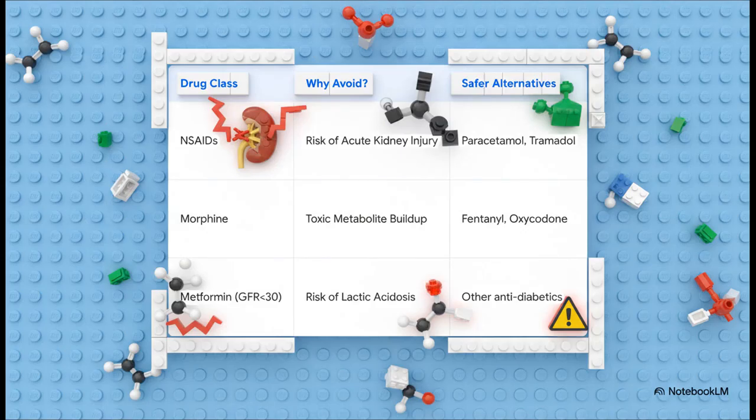So the most important thing is knowing what not to give. This table breaks it down. First up, NSAIDs like diclofenac, they're out. Big risk of causing acute kidney injury. We just talked about morphine and its toxic metabolites, right? So that's a definite no-go. Your safer bets are things like paracetamol or maybe tramadol, but with the dose adjusted. And hey, while we're at it, notice metformin is not here. With a GFR below 30, the risk of lactic acidosis is just too high.